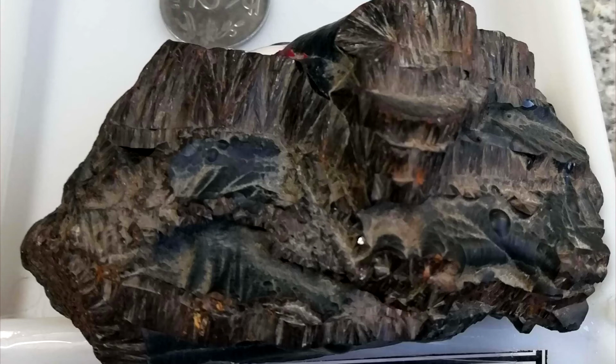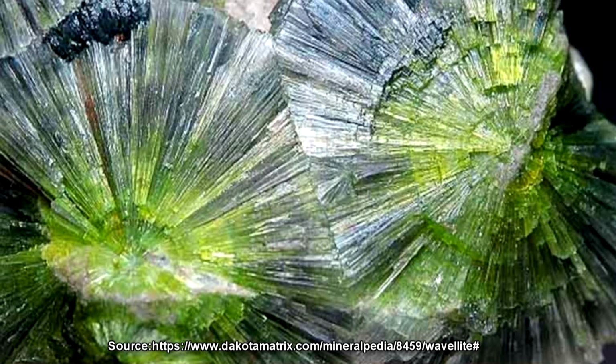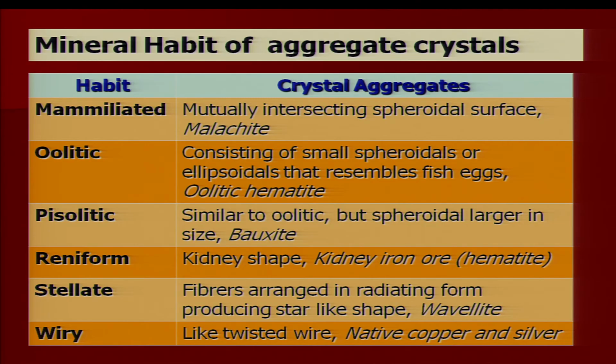Hematite, an ore of iron, occurs in the form of a reniform habit. Reniform habit means you have small lobes aggregated or clubbed together at one place. Then stellate habit or fibrous habit, arranged in radiating form, producing a star-like shape. An example is wavellite. And lastly, I will talk about the wiry habit, like twisted wire.